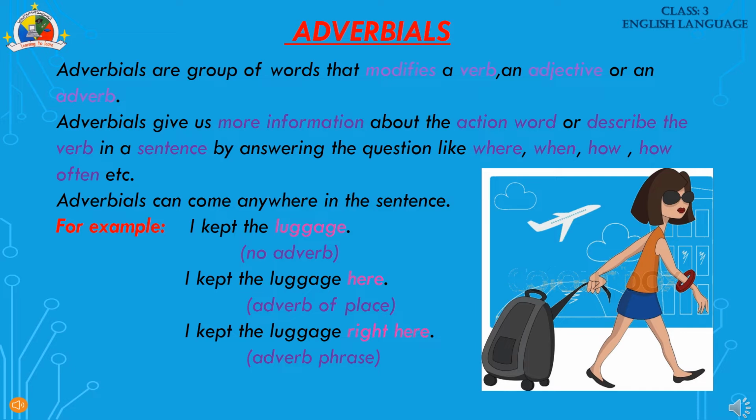For instance, I kept the luggage. It has no adverb, the sentence is just showing the action kept. I kept the luggage here. Here is the adverb of place, it tells us where I kept the luggage. I kept the luggage right here. Right here is an adverbial or adverbial phrase as it gives us more details about the place.